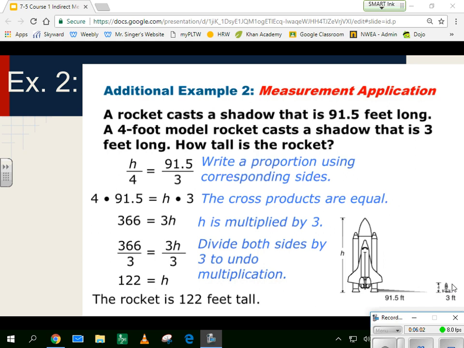Cross multiply, and you find that you get h times 3, which is 3h, and 91.5 times 4 isn't too hard. You get 366. So then you just have to divide both sides by 3 to get h alone. And you find that 3 goes into 366 122 times. So a rocket that is 122 feet tall is the one that's going to cast a shadow that's 91.5 feet. So go ahead and copy this down if you need. And then we're going to show you one more example.